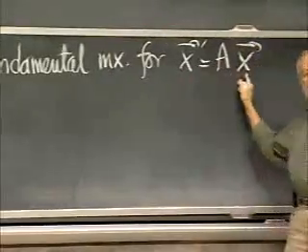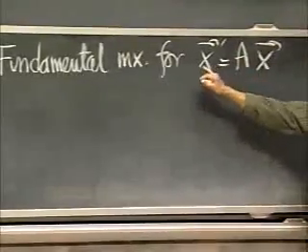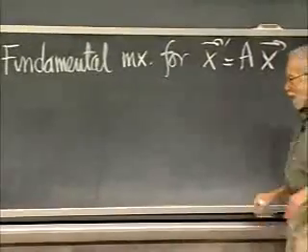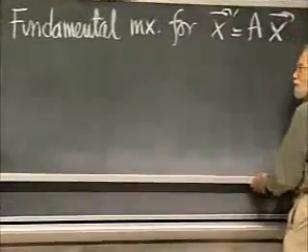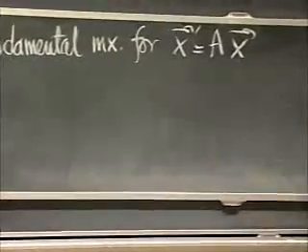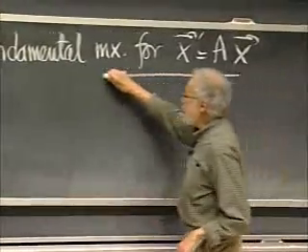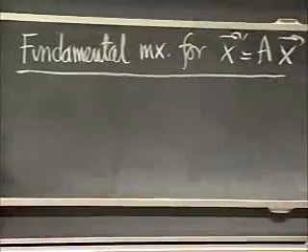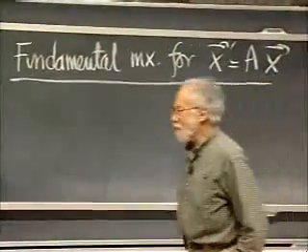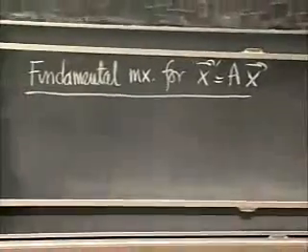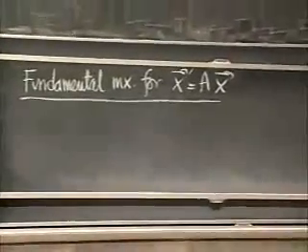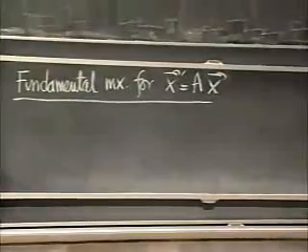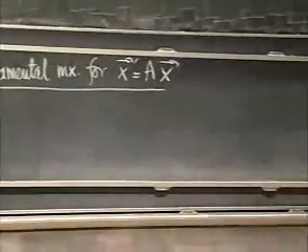Sometimes people don't bother writing in the whole system. They just say it's a fundamental matrix for A, because after all, A is the only thing that's varying there. Once you know A, you know what the system is. All right, so what is this guy? Well, it's a 2-by-2 matrix, and it's the most harmless thing. It's the precursor of the Wronskian. It's what the Wronskian was before the determinant was taken. In other words, it's the matrix whose two columns are those two solutions.